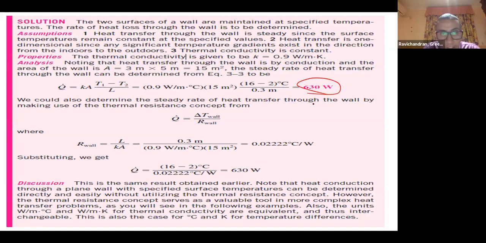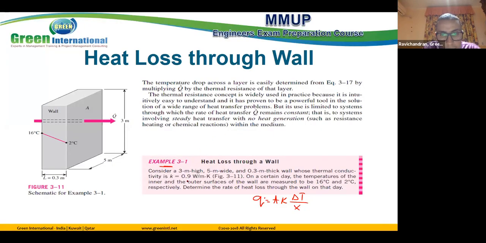Correct, yes, exactly. K here is given as 0.9. Area is this area, which is 3 meters times 5 meters. This area is the heat transfer area. Delta T is 16 and 2. X is the thickness, so we can substitute directly for this problem like this. Okay.